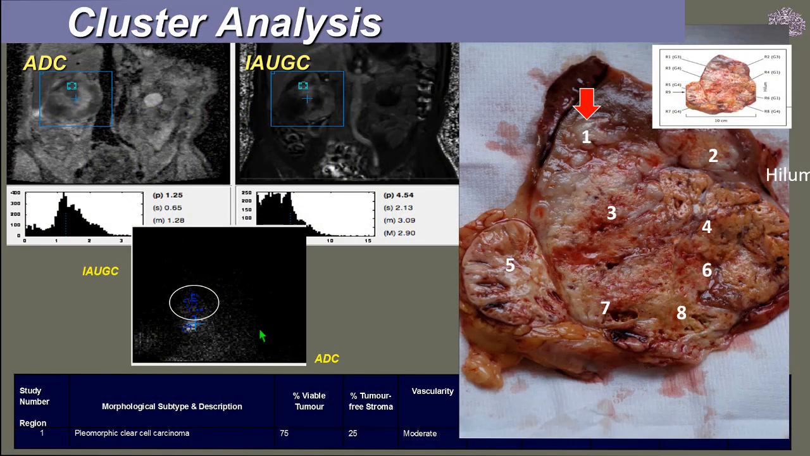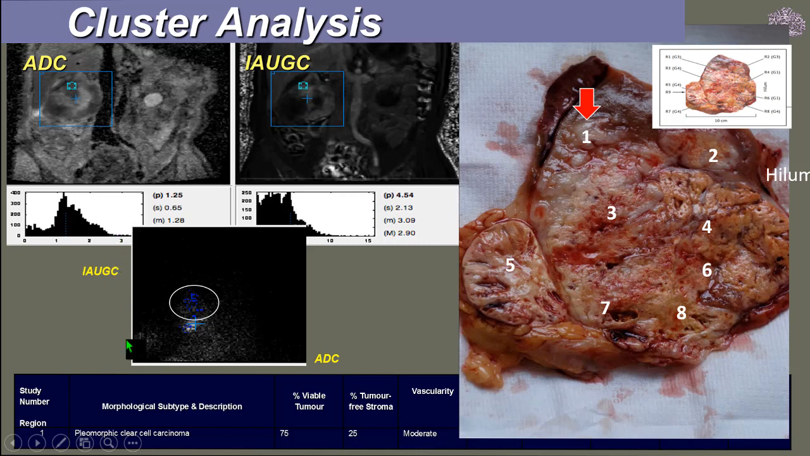Last but not least, I just want to talk about cluster analysis, and what we are doing here is attempting to put together two sort of quantitative measurements so that we create subgroups of a particular biological behavior. So we'll come back to this renal cell cancer, and we are now looking at two parameters, ADC that reflects cellularity, and IAUGC, which is the initial area under the gadolinium curve that reflects tumor vascularity or perfusion.